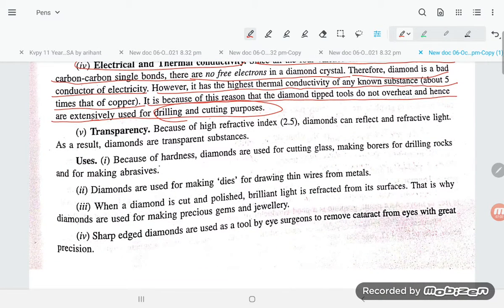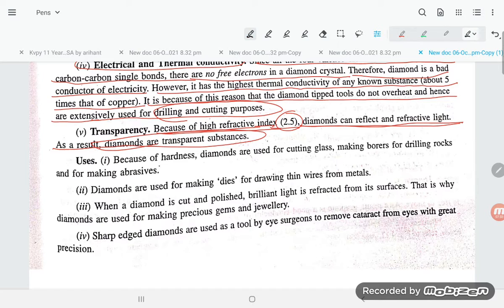Transparency: the next point, students, is transparency. Because of its high refractive index, 2.5, diamond can reflect and refract light. As a result, diamond is a transparent substance.